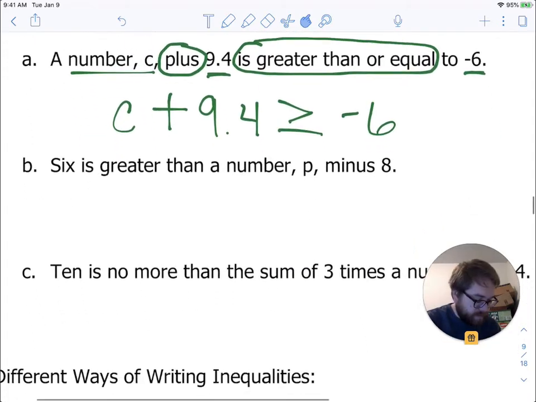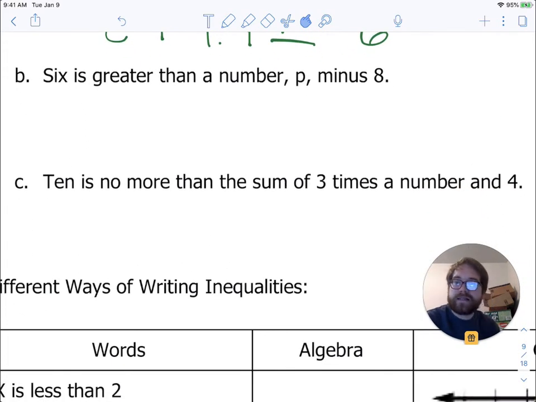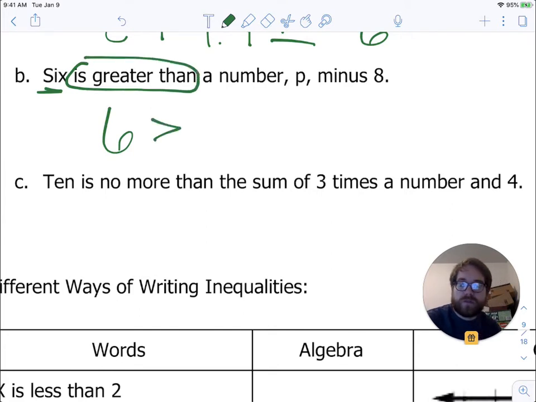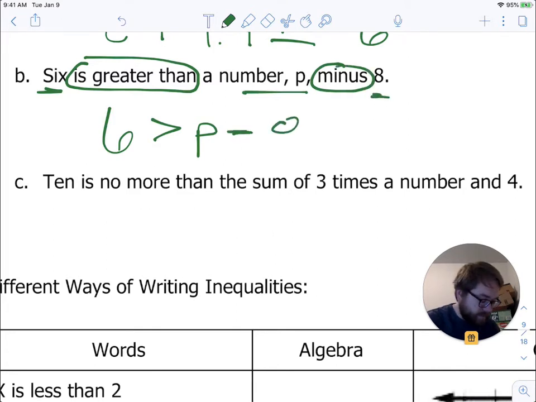Let's look at B. B says 6 is greater than a number P minus 8. Okay, so again, let's just go left to right. We'll start with 6. Okay, so 6 is greater than. This one just says greater than. It doesn't say greater than or equal to, so I'm just going to use the greater than symbol. A number P minus, so minus is the subtraction word, 8. 6 is greater than P minus 8. So you can see I'm just taking the words in the sentence and converting them into the operation symbols.